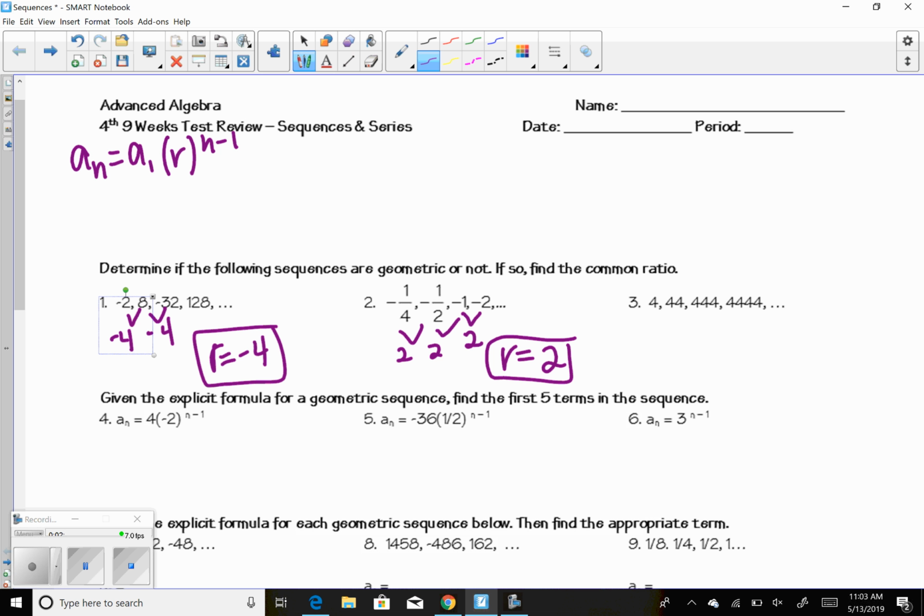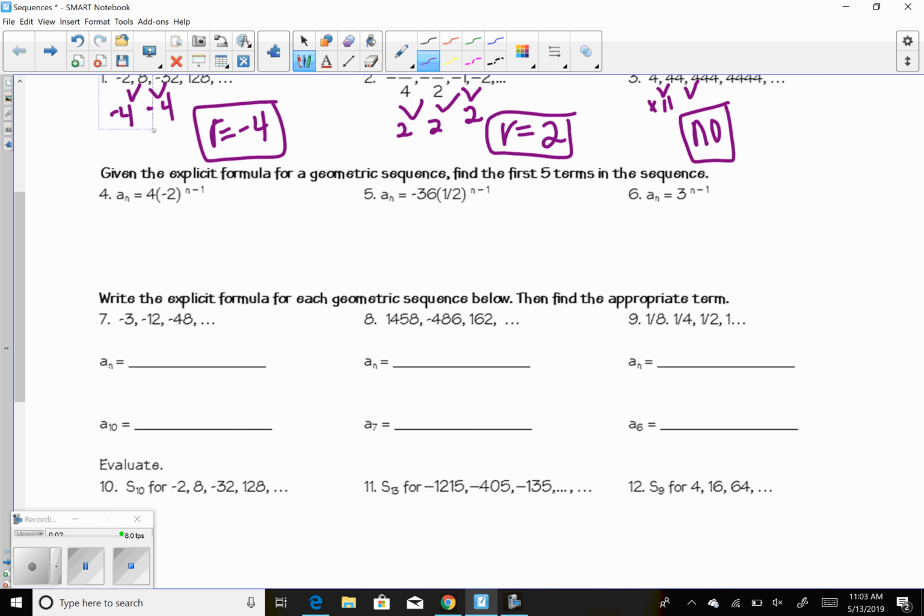Okay, so now here, from 4 to 44, that would be times 11. Okay, so then how do you go from 44 to 444? Well, the first thing you need to check is, is it times 11? 44 times 11 is 484. So no, this doesn't work. This one is not geometric, okay? Because you don't multiply by the same thing every time.